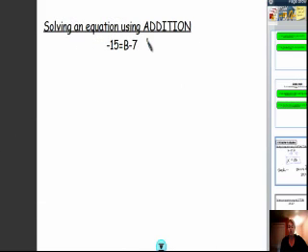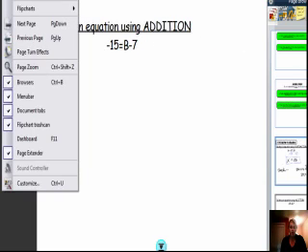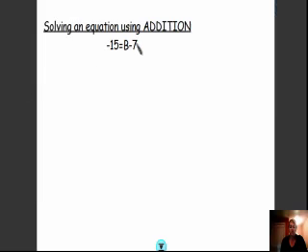So now let's take a look at this. Here we have solving an equation using addition. The reason why we're using addition here is because we want to be able to get this b by itself. Here, b is being subtracted by 7. So we have to undo that operation. To undo subtraction, we add. So we're going to add a 7 to both sides. So now I have negative 15 plus 7 will give me a negative 8. And then I've got b minus 7 plus 7 is 0. So I just have b is equal to negative 8.